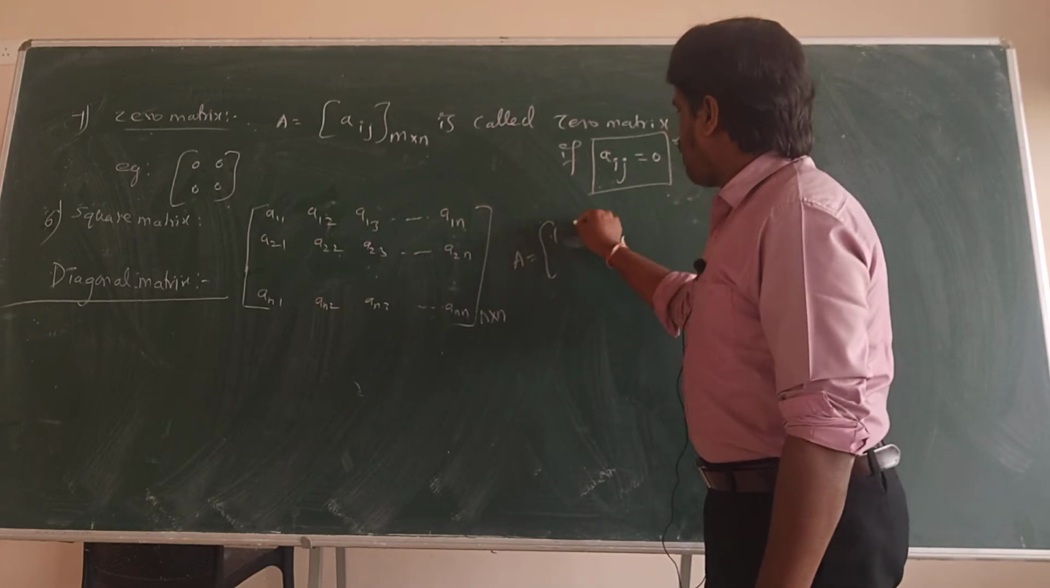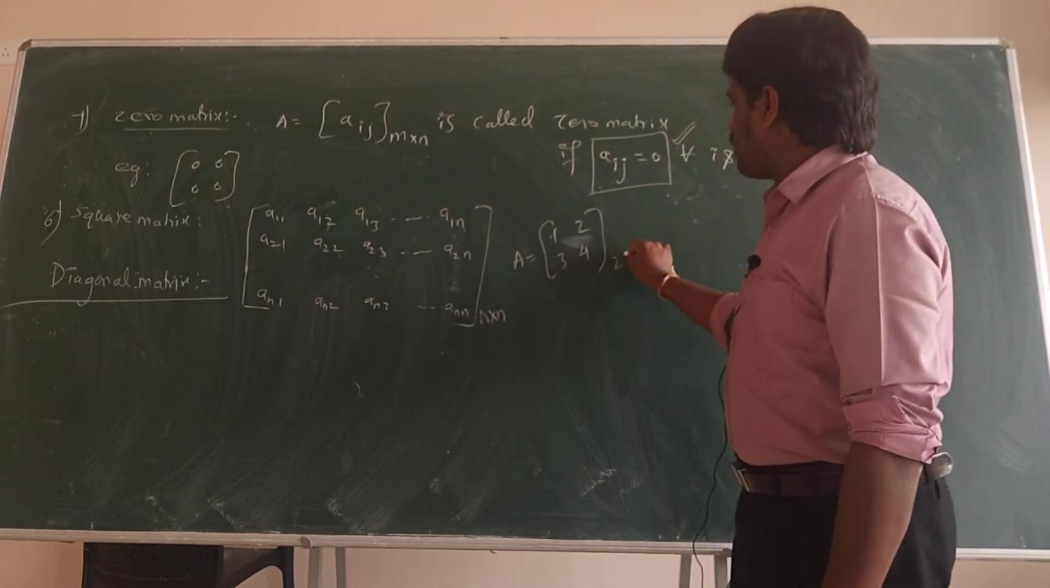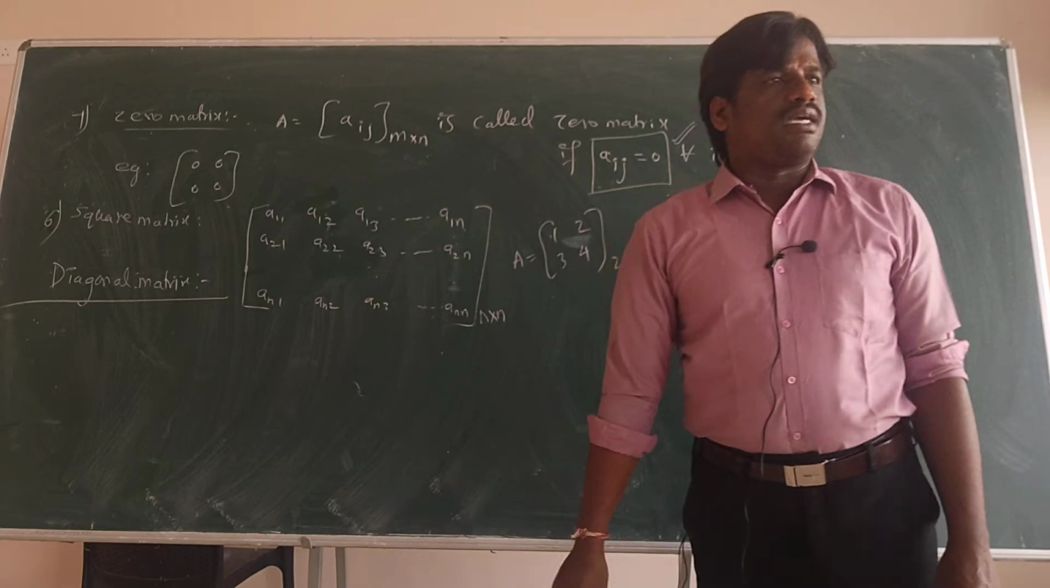Suppose you have 1, 2, 3, 4. It is a square matrix, a 2 by 2 square matrix.